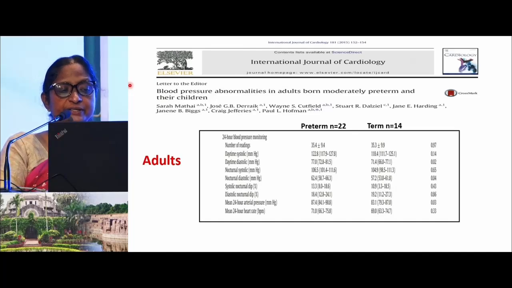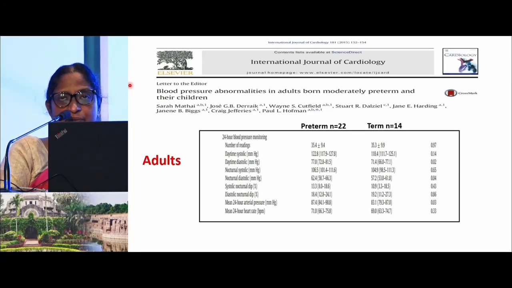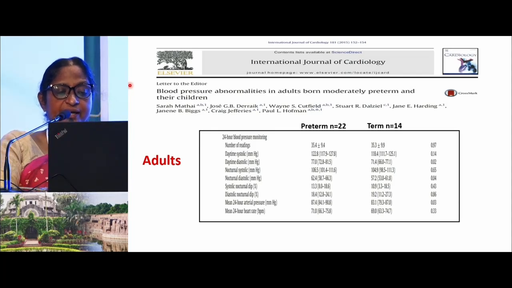Moving on to the blood pressure data. In the adults, we know that the 24-hour ambulatory blood pressure gives a much better blood pressure profile over the 24 hours, away from the clinical setting and during their daily activities.